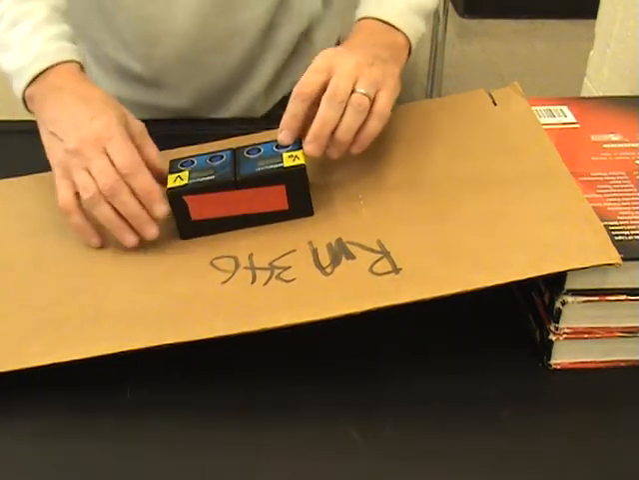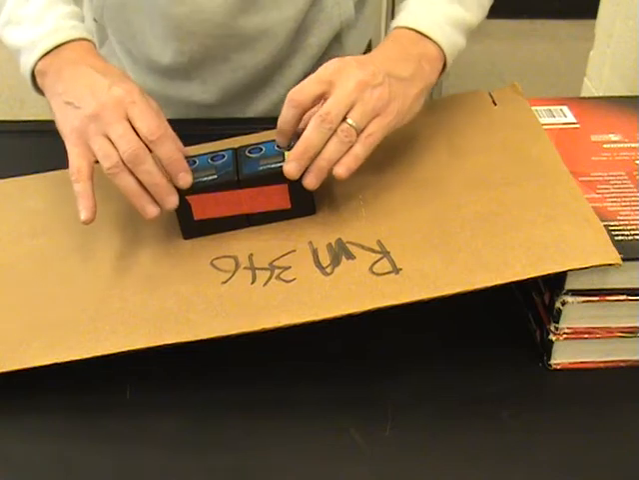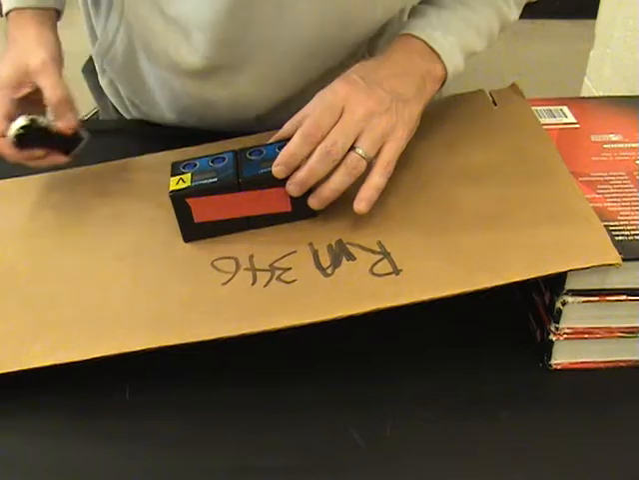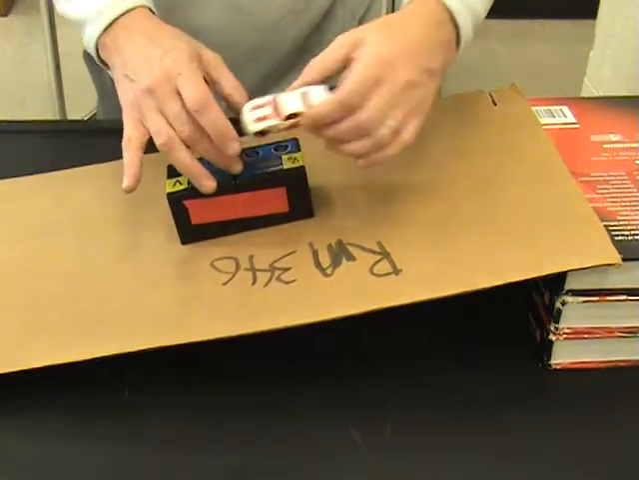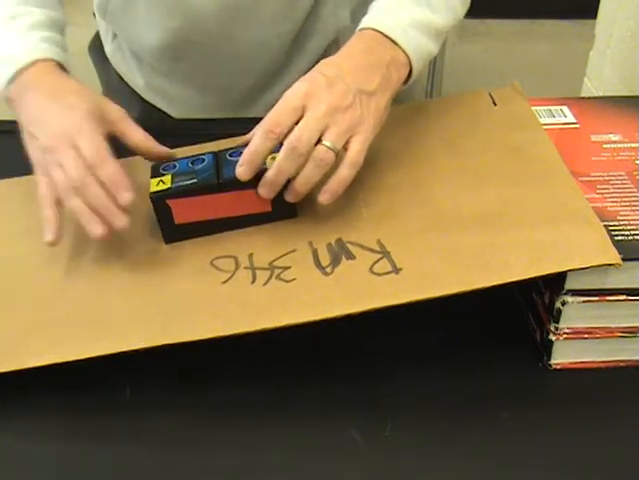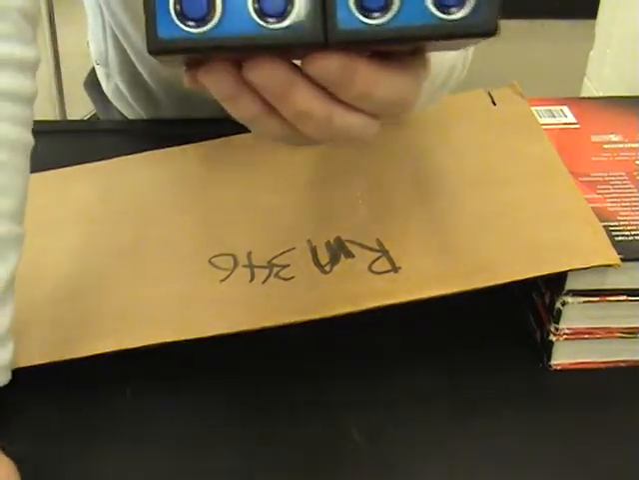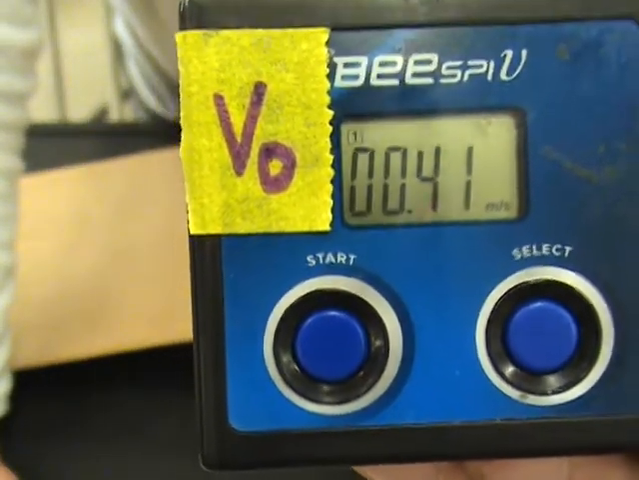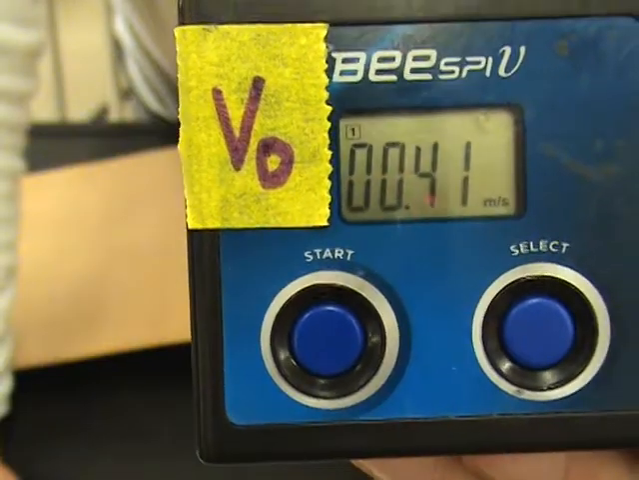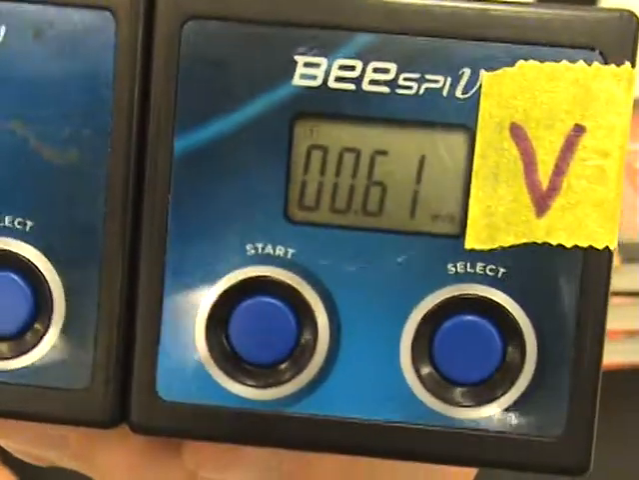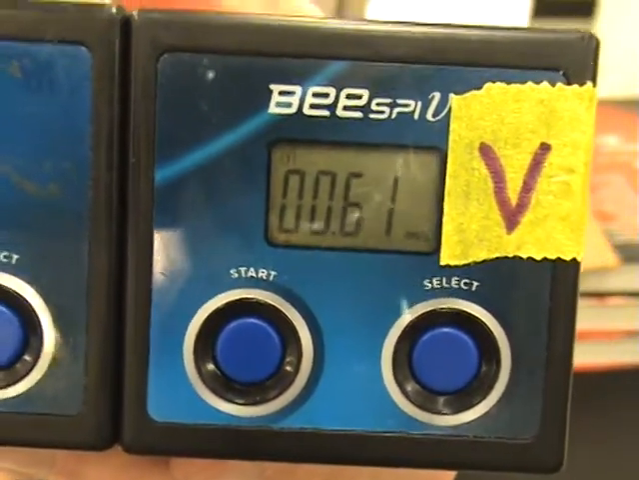Okay, so now the photogates are not going to stay in place, so I'm going to hold them in place while we do this. All right, here we go. This is for 3 books. 0.41 for the initial velocity, V naught 0.41, final velocity 0.61 meters per second for the final velocity.